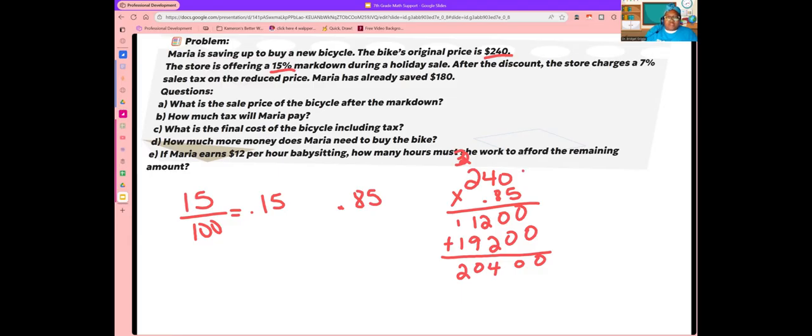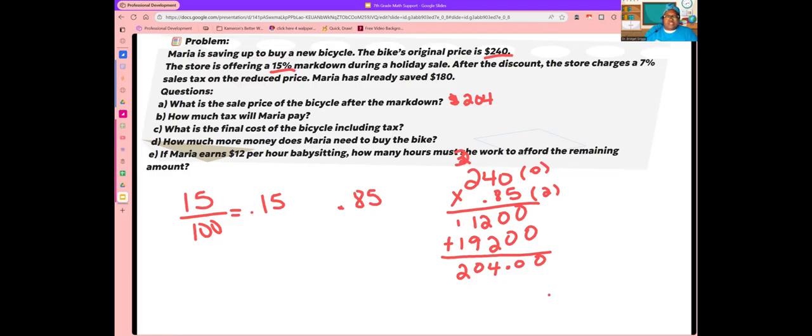Now we'll go back to our factors to see how many decimal places our answer needs. 240 has 0 decimal places, but 85 hundredths has 2. So our answer needs to have 2. So after the 15% markdown, the price has gone down to 204. So that answers this question. It will be 204.